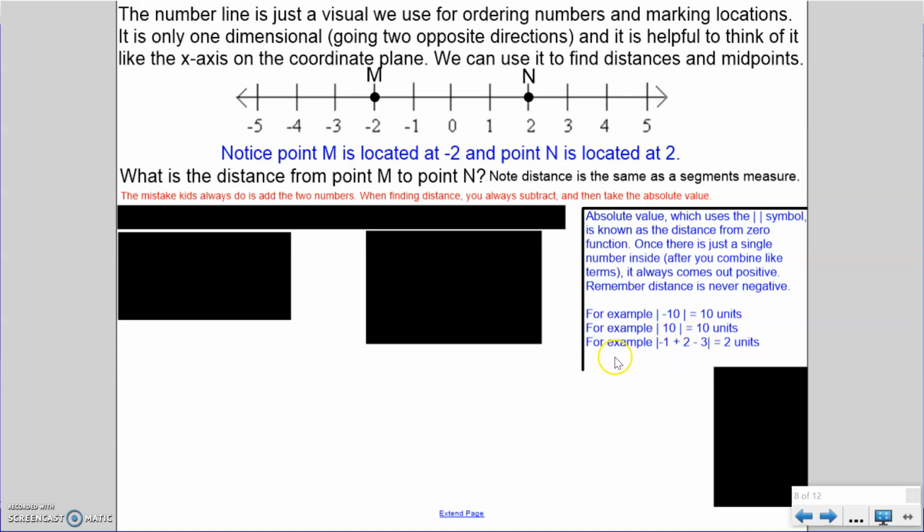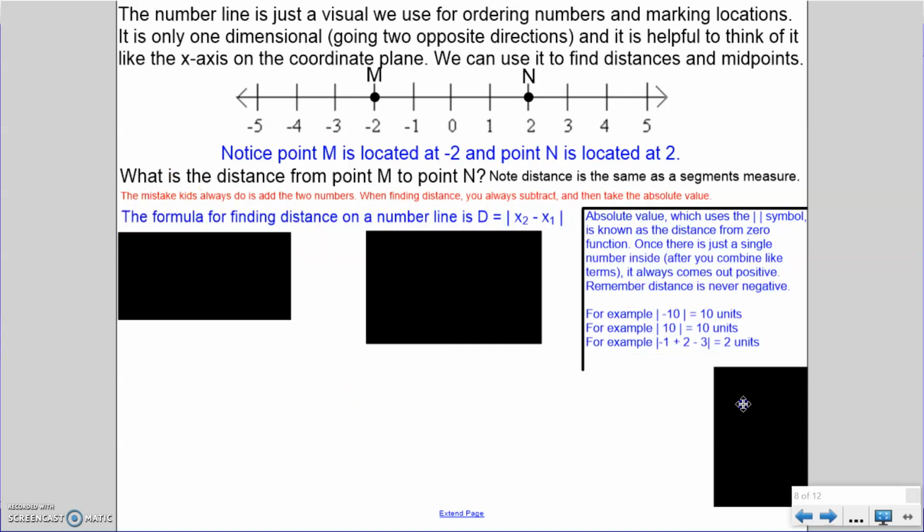And here, what's the absolute value of -1 plus 2 minus 3? You have to combine this first to get 2 units. Some kids try to make every number inside positive and they get 6 units. They get it wrong. You must combine like terms first. Once it's a single number, then make it positive.